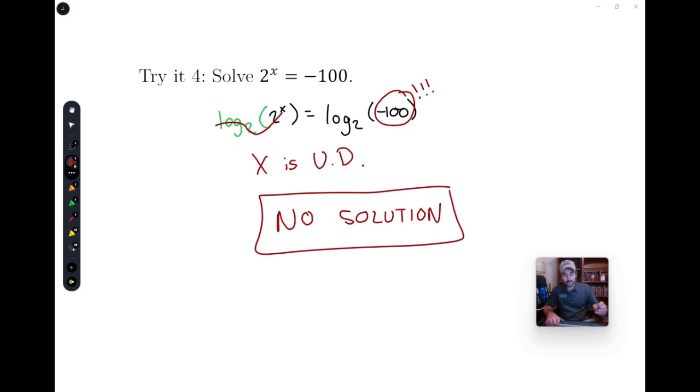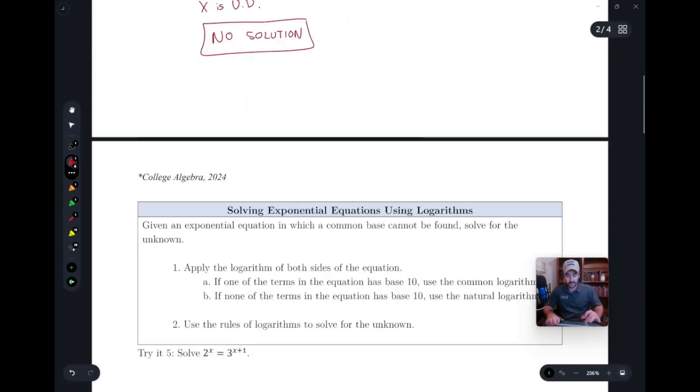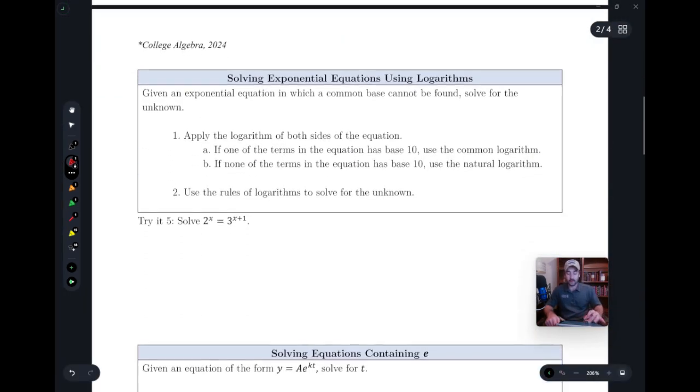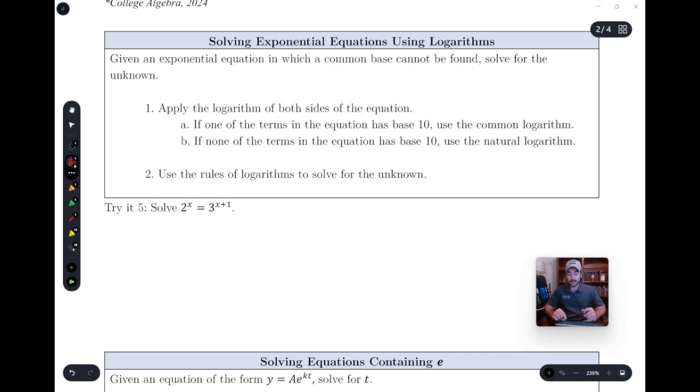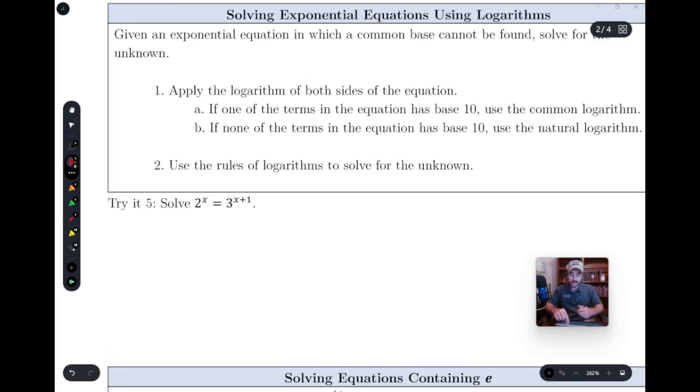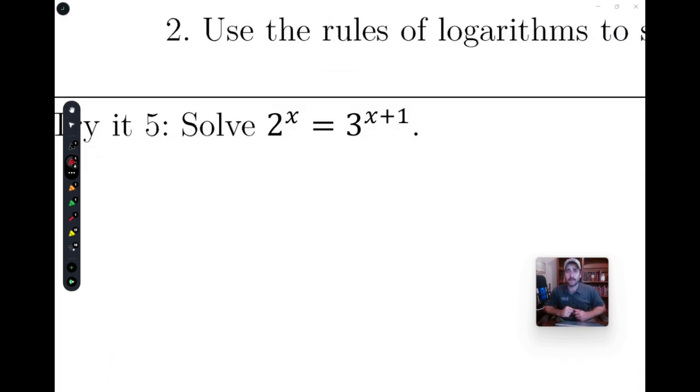All right, let's keep going and see what we have next. Sometimes they give you a different base. We need to learn how to solve things with a different base, which is a little tougher. We're going to use the normal rules to solve. It says if one of the terms has a base 10, you use the common logarithm, and if none of the terms have base 10, use the natural logarithm, though you could solve it with either. They're just offering the natural logarithm as a normal solution for these problems. So because there's not a base 10 here, we're going to use the natural log.